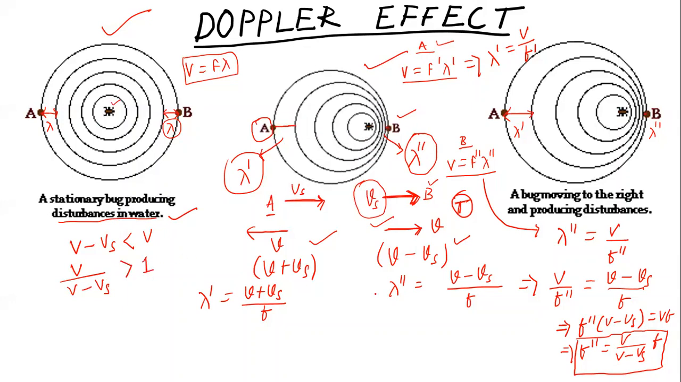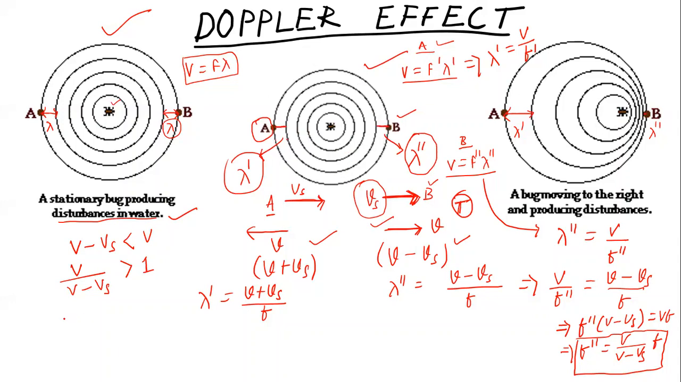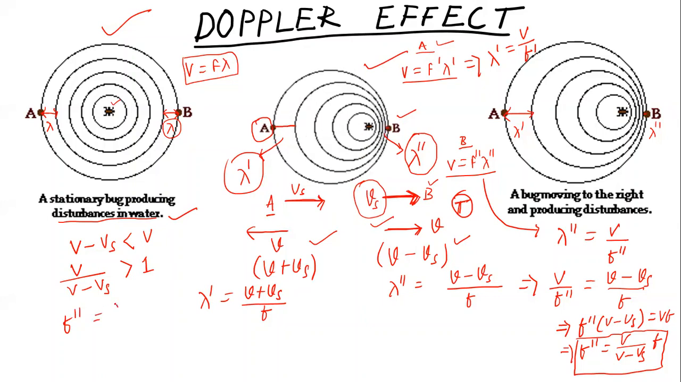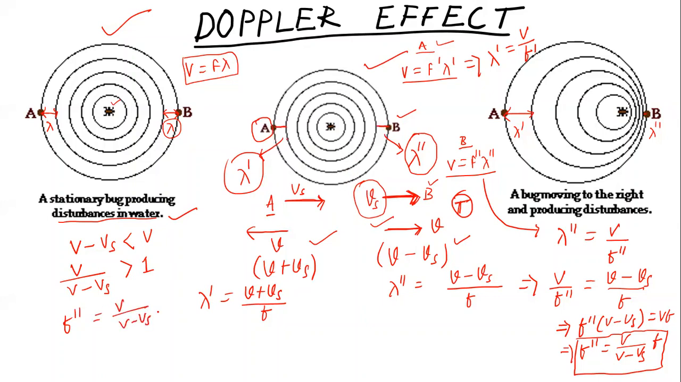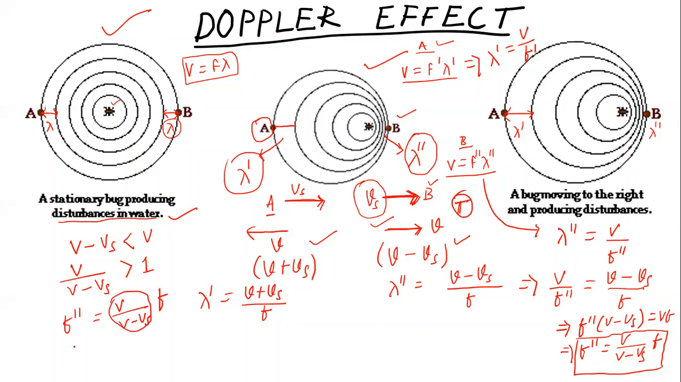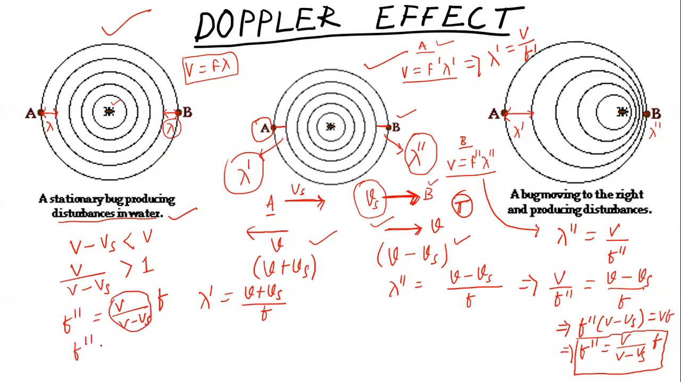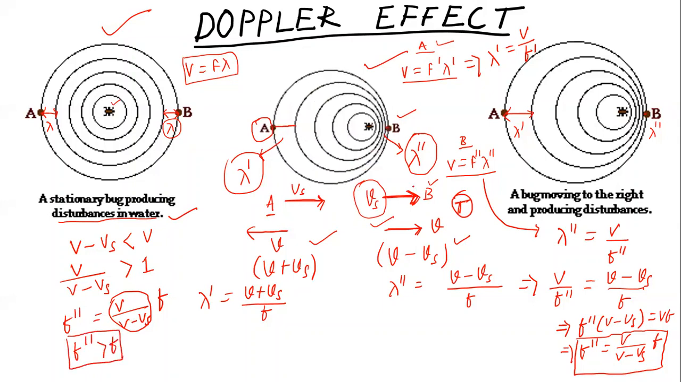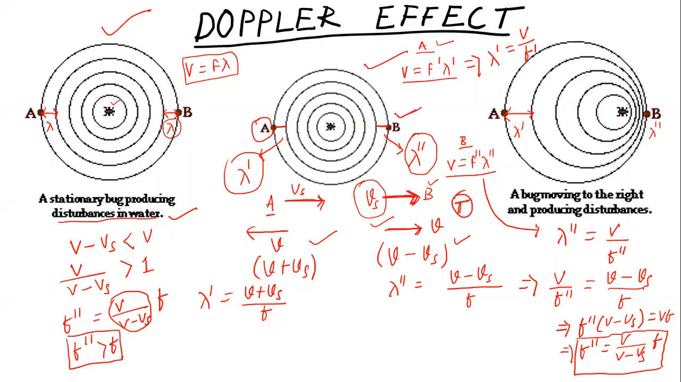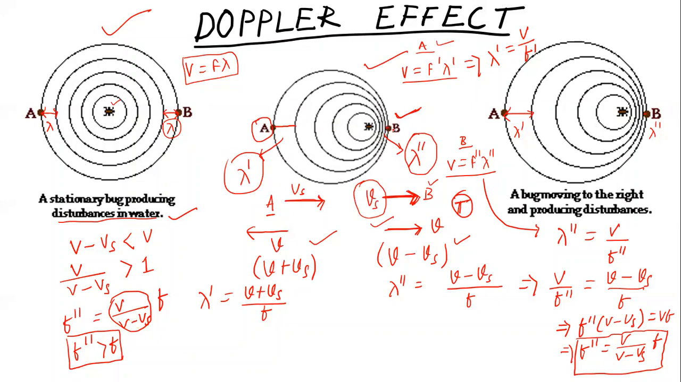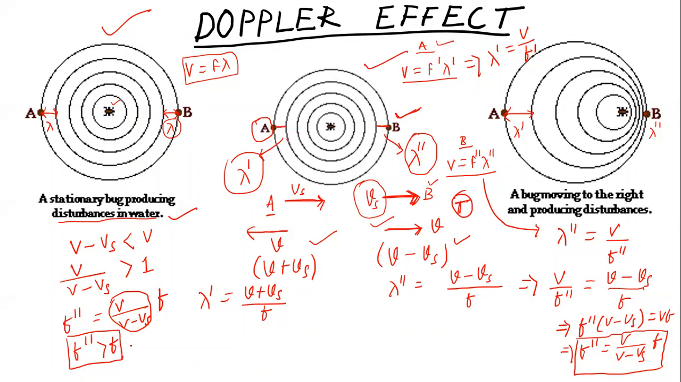So you multiply this with F here. F double dash is equal to V divided by V minus Vs times F. So it is greater than 1, and here you multiply with F. So we can write that F double dash is always greater than F, right? F double dash is greater than F. So for the source here at B, if the disturbance is approaching B, then its frequency increases, okay? Its frequency increases.